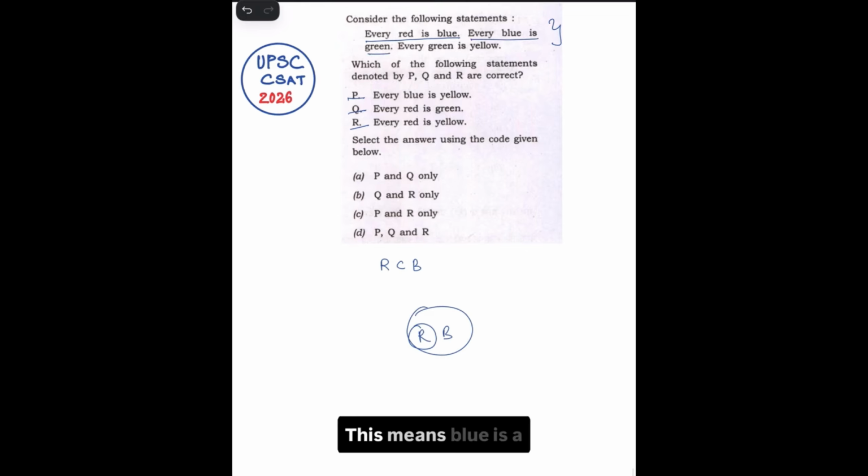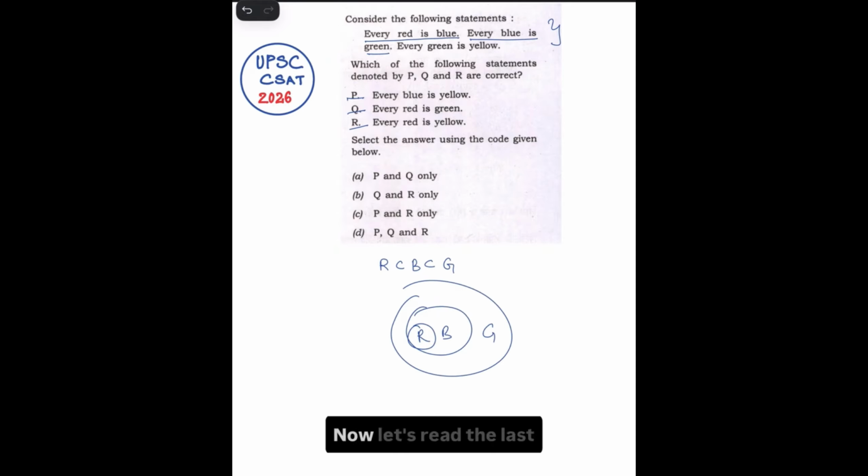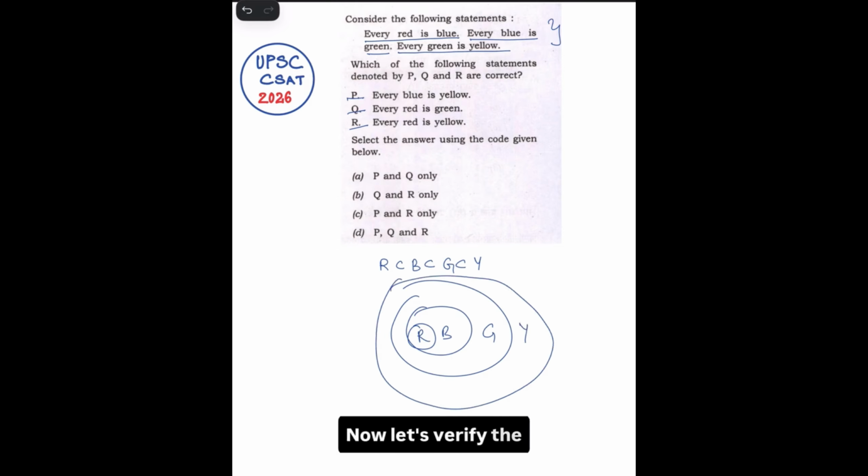We can represent this using circles. So red lies inside blue. Now let's read the next statement. Every blue is green. This means blue is a subset of green and blue lies inside the green circle. Now let's read the last statement. Every green is yellow. This means green is a subset of yellow and the green circle lies inside the yellow circle. Now let's verify the conclusions.